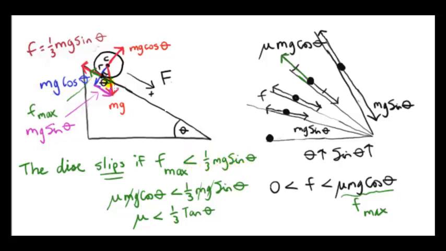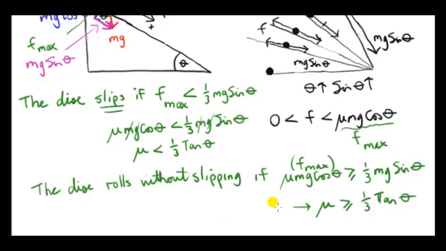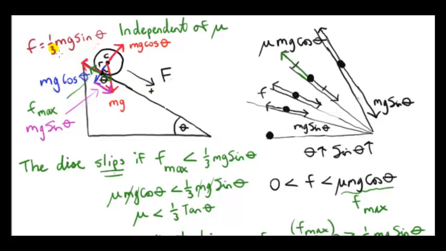So there isn't enough force to turn the disk. The maximum friction force has to be at least equal to 1/3 mg sin θ. Note that the frictional force needed to turn the disk without slipping is independent of mu. It doesn't matter how rough the surfaces are, as long as they're rough, of course. If they're not rough, then the disk won't turn at all.